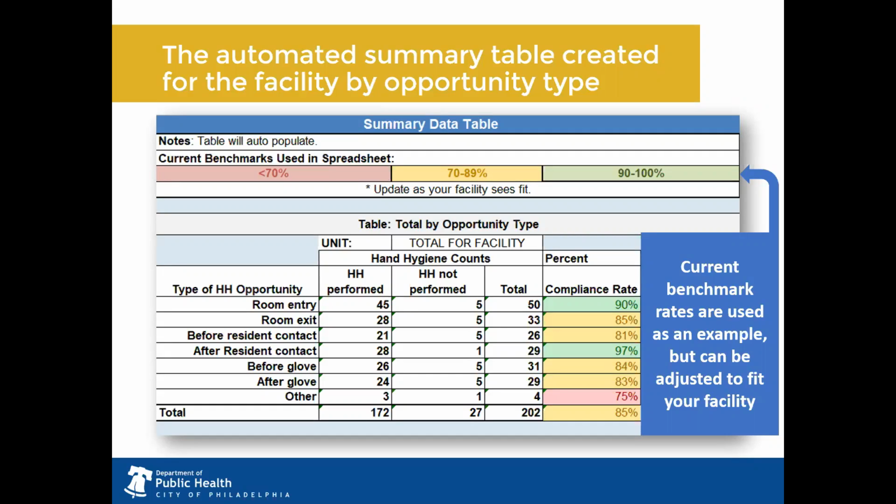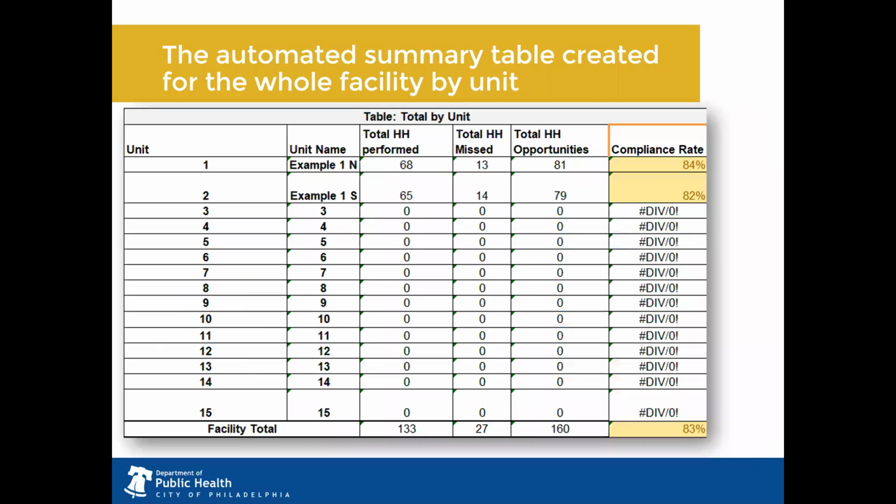But when I pull up the example, I'll show you that you can change these to be whatever your facility sees. If 90 to 100 seems a really lofty goal and you would like to maybe make it 80 to 100, you can do that so that it fits what you're seeing and encourages your practices in your facility to improve. And once again, this is a close-up of the second summary table that is created for the whole facility by unit. So you can easily compare example 1 North and example 1 South against each other and see how they're doing and that they're relatively close in compliance rate for this example.